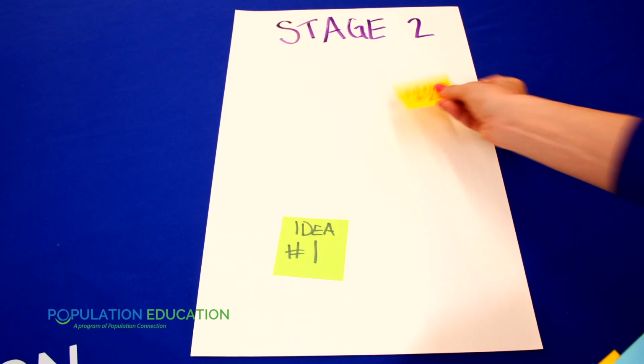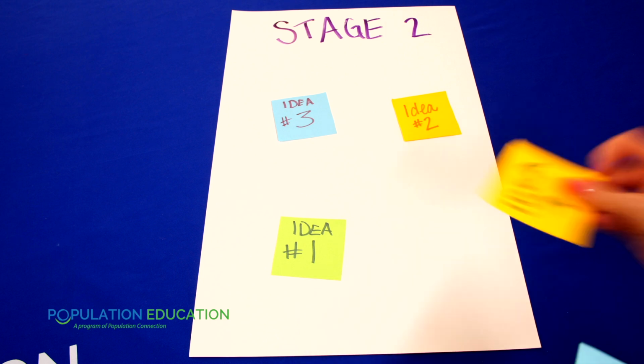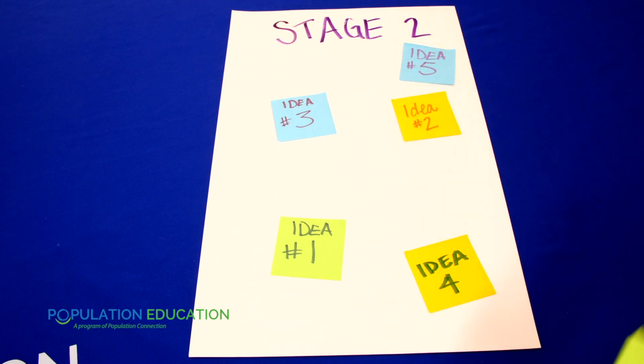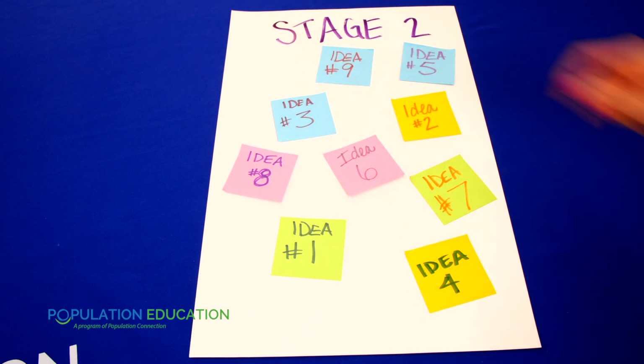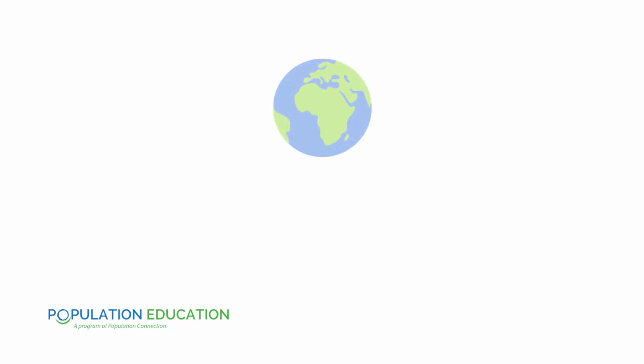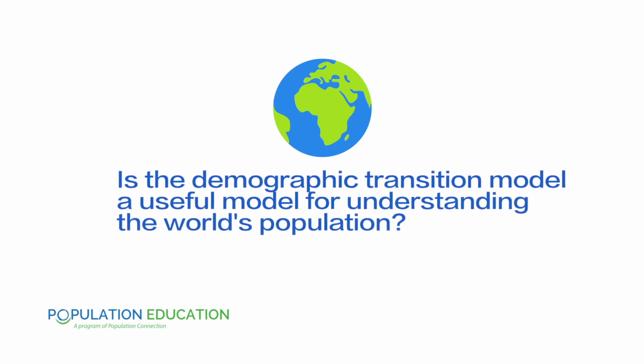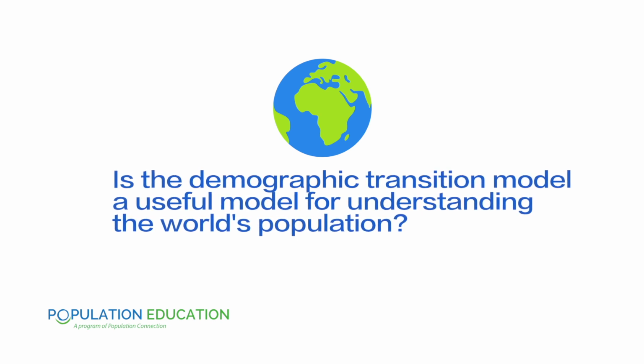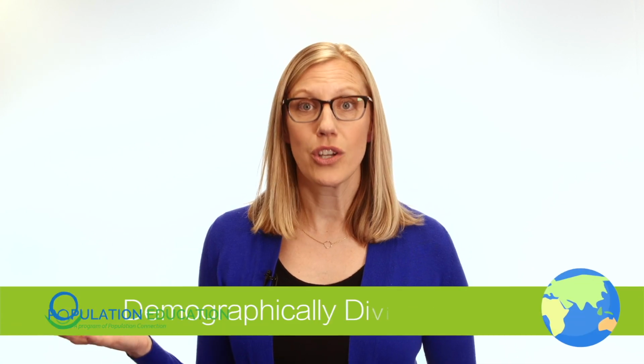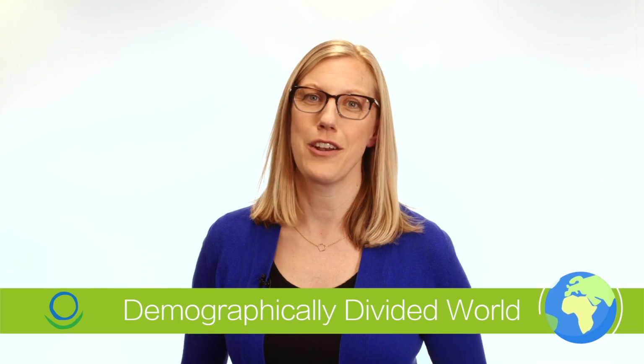Then, provide each student with some sticky notes and conduct a gallery walk, where students move around the room and read each group's thoughts, using the sticky notes to add questions or observations of their own. Finally, we review each group's observations as a whole class and ask students if, on the whole, they think the demographic transition model is a useful model for understanding the world's population. And that's it. This lesson has a lot of parts, but keep in mind, any of these parts could also be used on their own, depending on your needs.